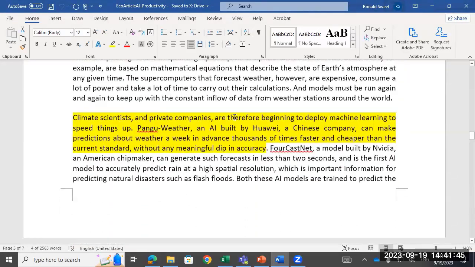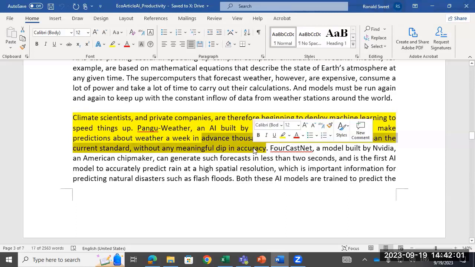Climate scientists began to employ machine learning to speed up forecasting. This company made predictions about weather a week in advance thousands of times faster and cheaper than the current standard. That sounds like productivity without a dip in accuracy. That's pretty good. That's the same thing in medicine. AI reading x-rays, they read them faster and they're more accurate than the actual lab tests. Because why? Because they've seen everything out there.